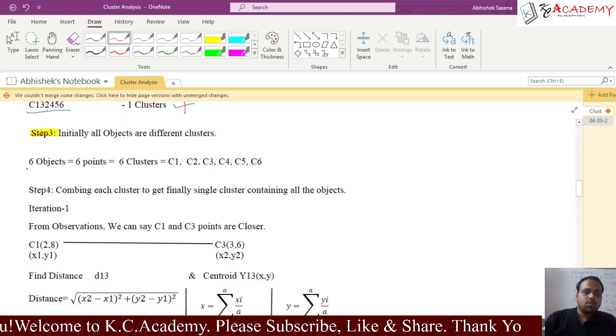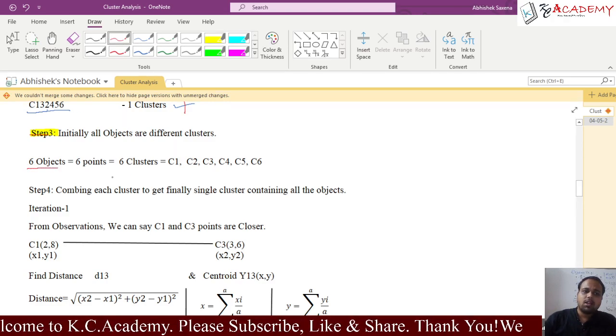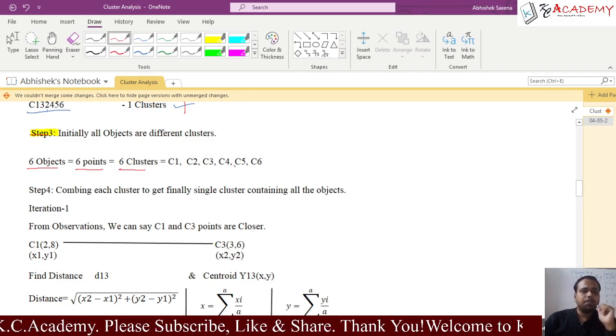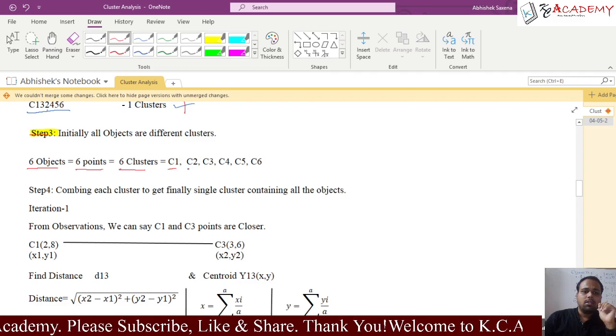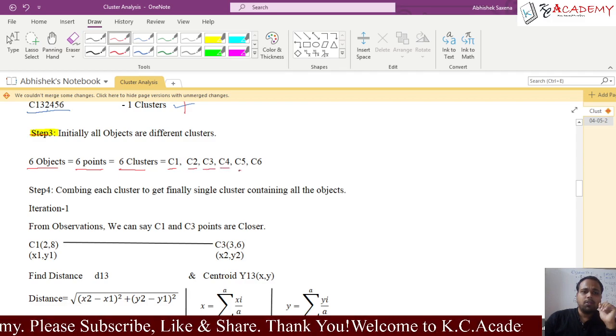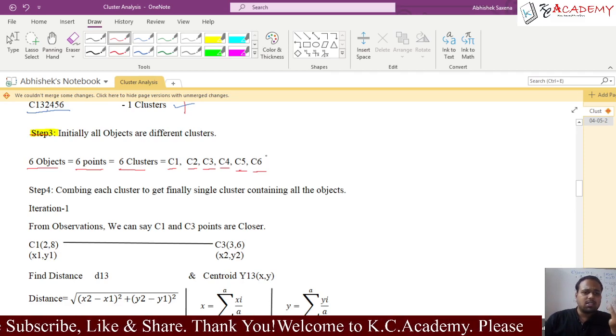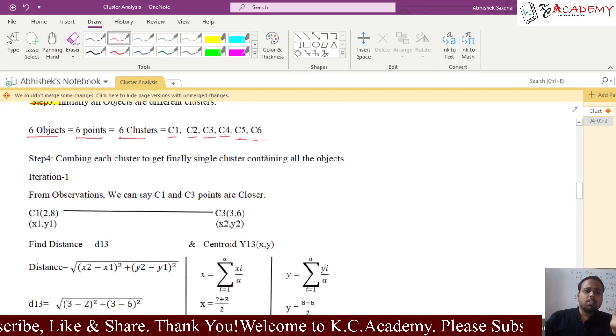Like here total what data we are having, 6 data, so total 6 points we obtained. That means 6 clusters we are having, that is c1 c2 c3 c4 c5 and c6, total 6 clusters. Okay, 6 data, 6 clusters and 6 members. So what will be next step?